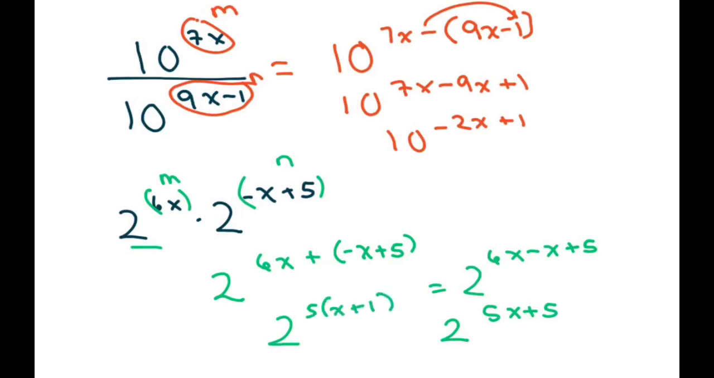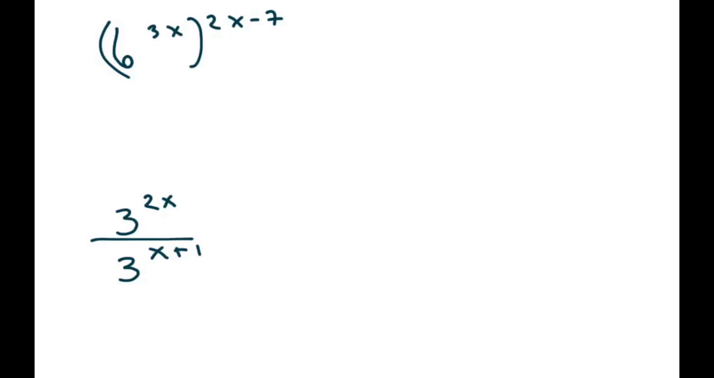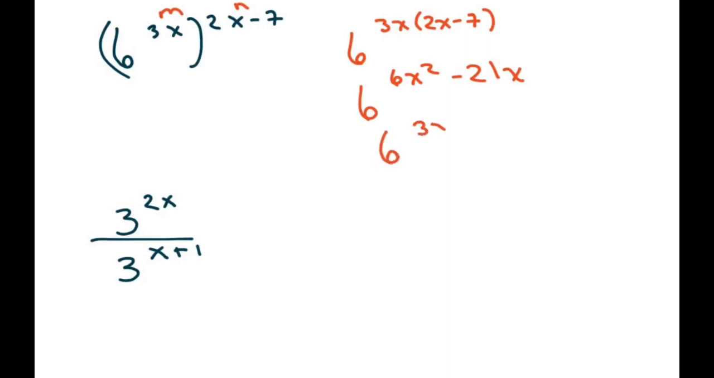Okay. And this one is your product property. So this one, that means this is your m, this is your n, and you're just going to multiply. So that's 6 to the 3x times 2x minus 7. So it's going to be 6 to the 6x squared minus 21x. If you want, you could pull out a 3x on that. And that would give you 2x minus 7. I don't know if you want to do that, but you could.